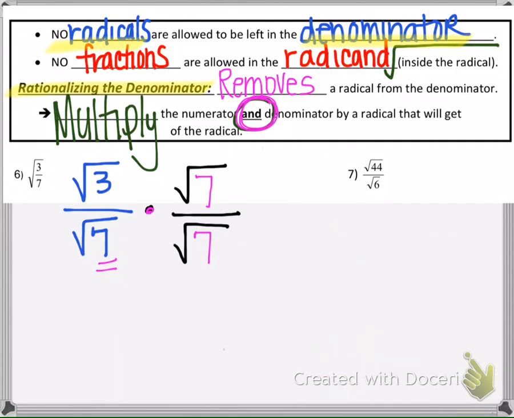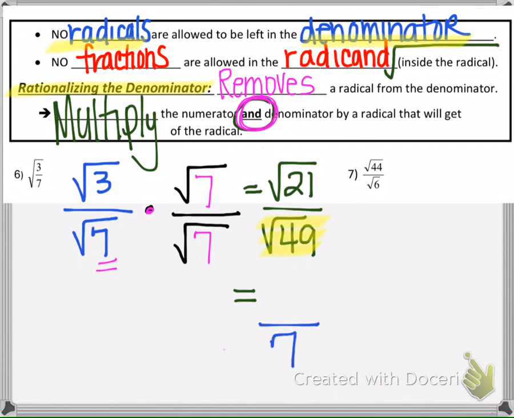So now we have the square root of 3 times the square root of 7. That's the square root of 21. And then we have the square root of 7 times the square root of 7, which is the square root of 49, which is exactly what we wanted. Because now the square root of 49 is no longer in a radical because the square root of 49 is 7.